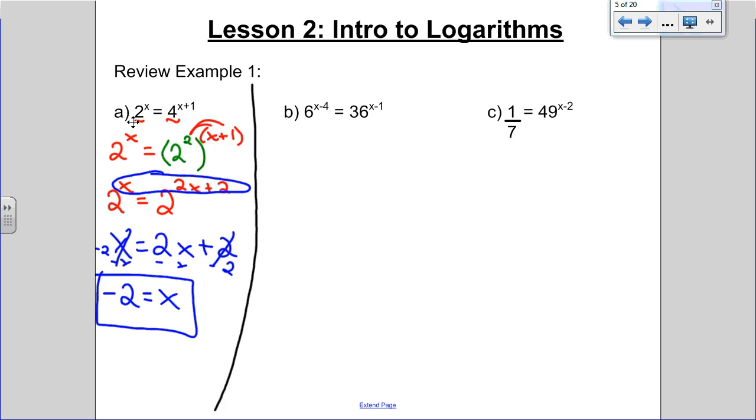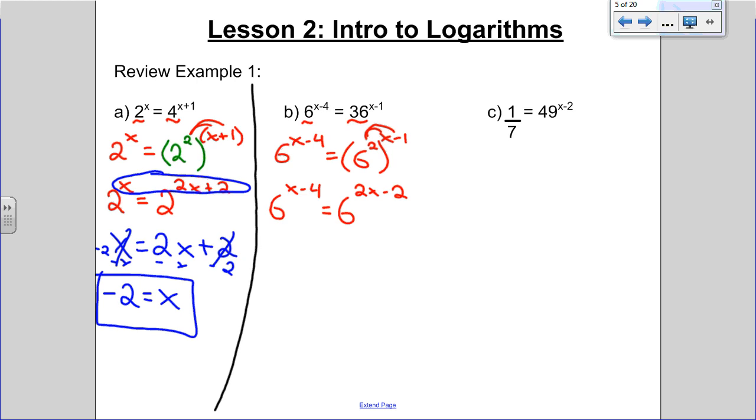We have 6 and 36 as our bases. We want to see if we can rewrite one of them. We can definitely rewrite 36 to be 6 to the power 2. And then it'd be x minus 1 still. We used our exponent laws to multiply our exponents together. So I would have 6 to the power of x minus 4 equals 6 to the power of 2x minus 2.